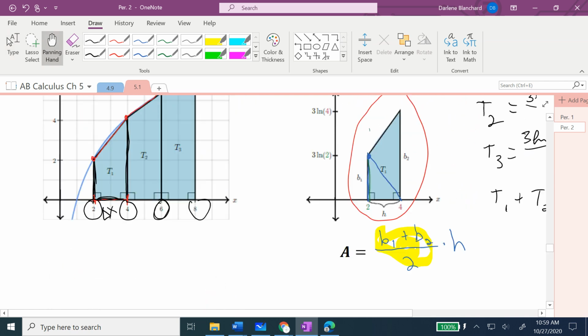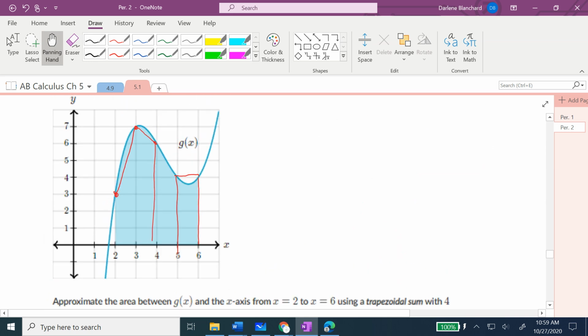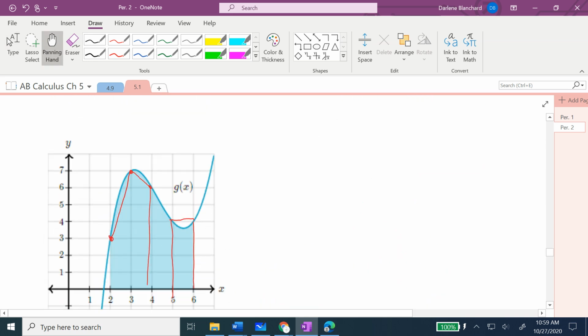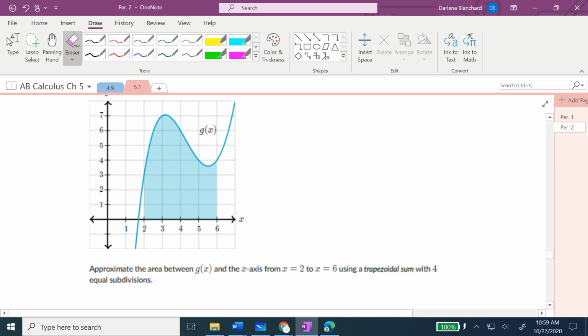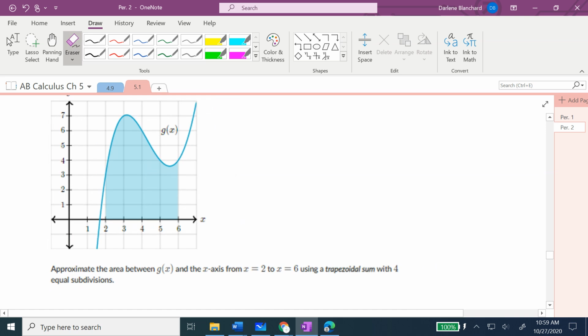So we did this first one where we estimated the area using the trapezoid. And then I started drawing in this diagram. But this diagram, let's see what it is saying. It is saying approximate the area between g of x and the x-axis from x equals 2 to x equals 6 using a trapezoidal sum with 4 equal subdivisions. So if I'm going from 2 to 6 with 4 equal subdivisions, then these are the cuts along the x-axis.